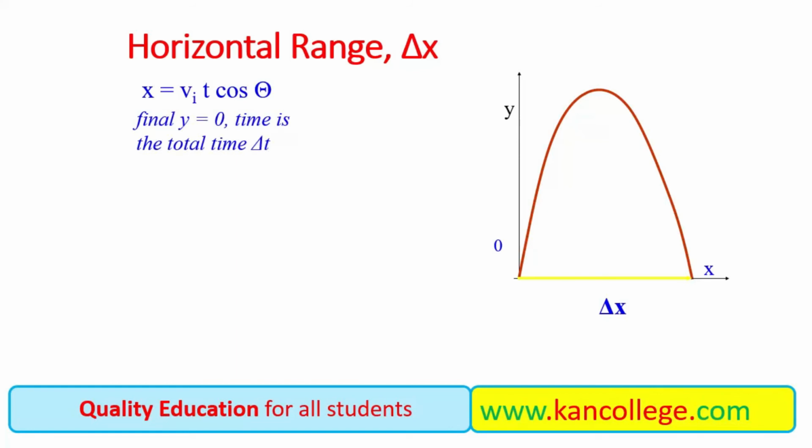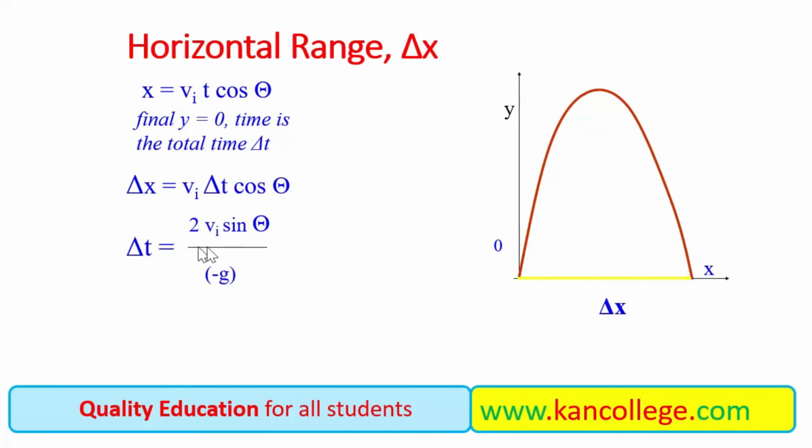Now we want to find the horizontal range. To calculate the horizontal range, or the horizontal distance, it's very easy. As we know, total distance can be calculated by speed into time. The speed along the x-axis is vi cos of theta, and the time, the complete time of the trip, is delta t. So vi cos of theta into delta t gives the complete distance.